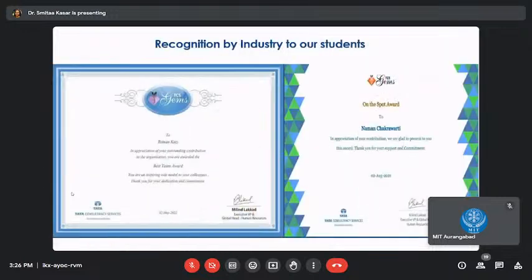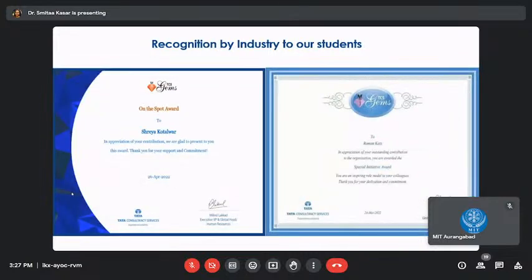Now, it is not only up to placement and we are done. I would like to say that when our students go to industry, they are recognized. These are a few of our students. One of our students, Naman Chakravarti, as soon as he joined TCS, within 6 months, he got the TCS GEMS award. He shared this with us. Same with another student, who got the best team award. Shreya also got the TCS GEMS award. Roman Kazi joined TCS after his placement, but then immediately shifted to Google. Presently he is in Google Hyderabad.